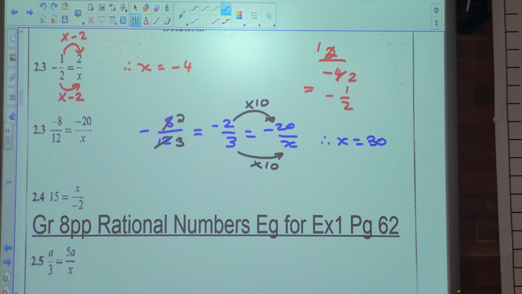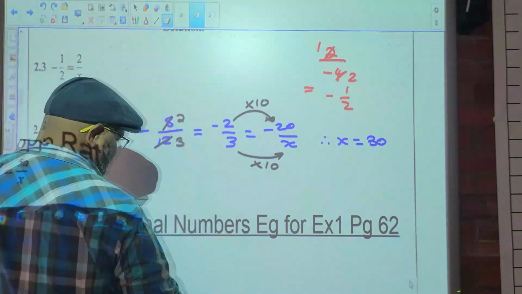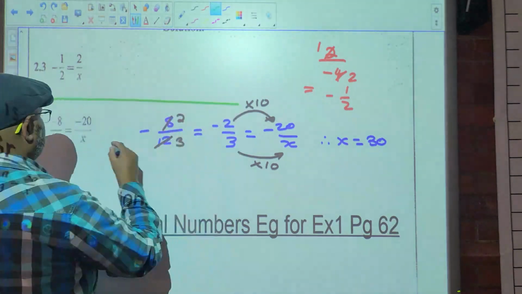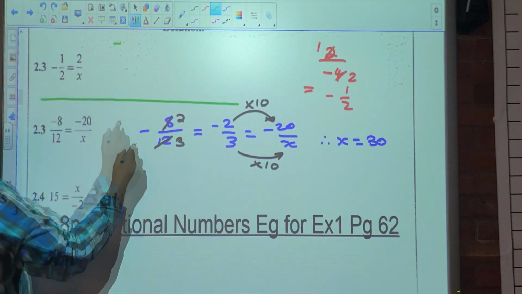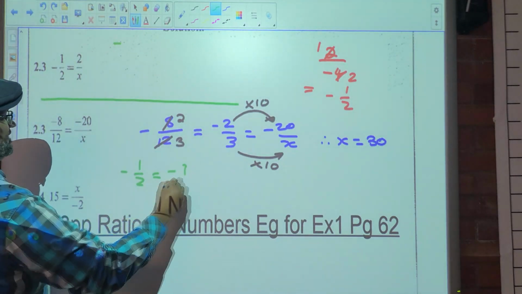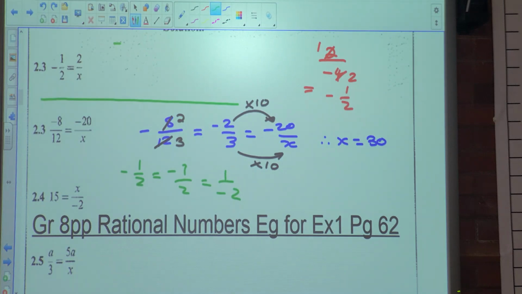Yes, Michael? For the first 2.3, could you please explain how negative 2 times negative 2 is equal to negative 4? Okay, this is taking us back to 2.3, the first one. I see they named two sums with the same numbering. So remember, if you've got negative a half like that, that's the same as negative 1 over 2, which is the same as 1 over negative 2. It's all the same. You agree with that?